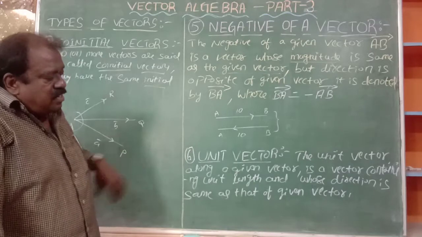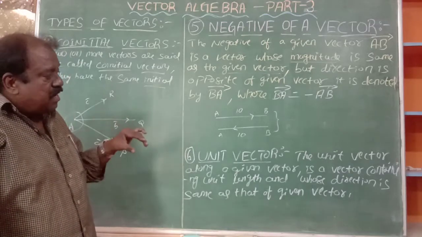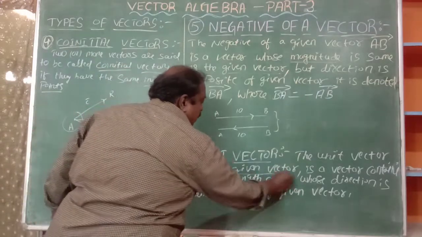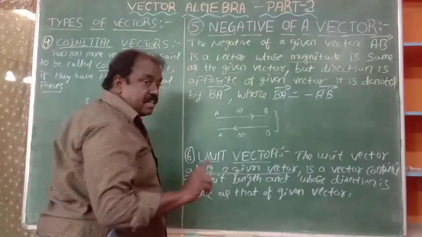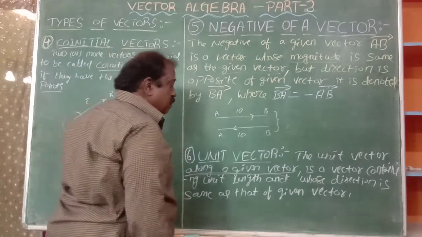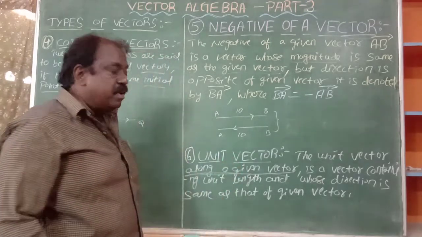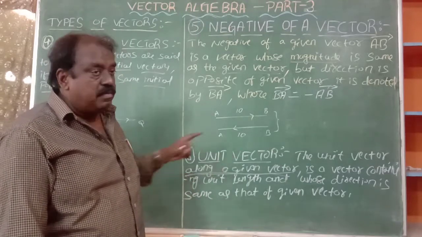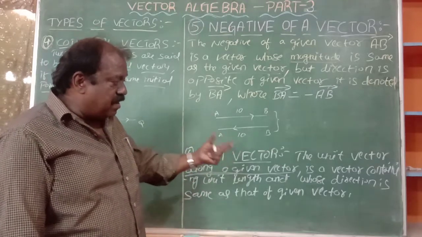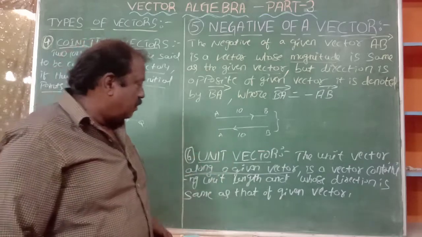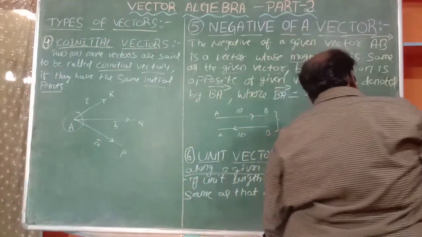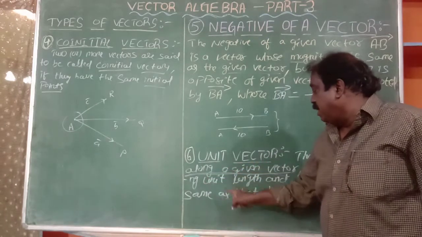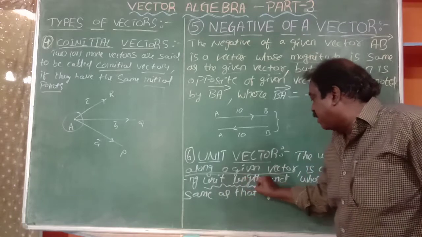Next, unit vector. It is also not a separate unit vector. Unit vector along a given vector. This is important. Along a given vector, in the direction of the given vector, parallel to the given vector, like that we may ask. The unit vector along a given vector is, first of all, a vector containing unit length. This is important.